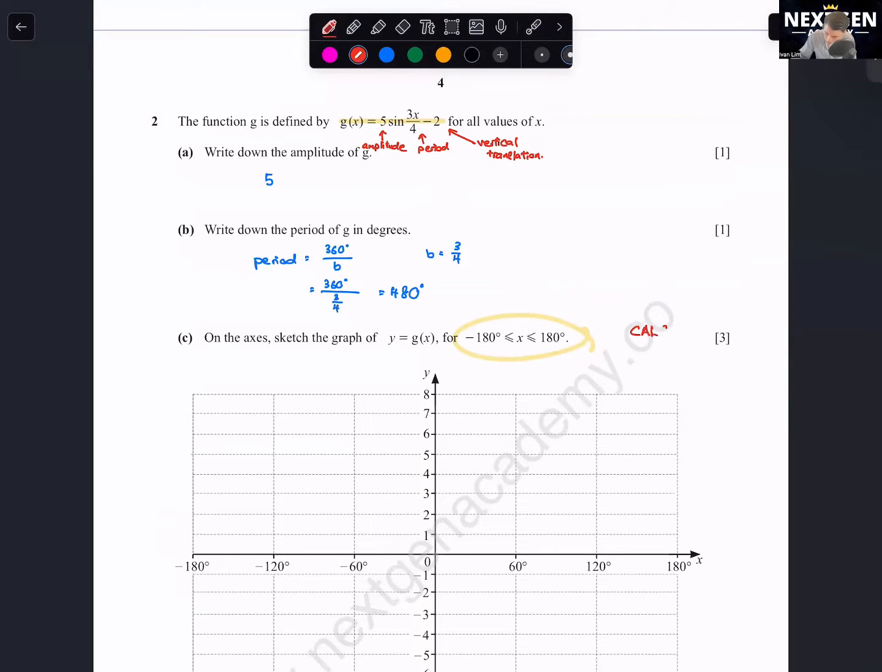Anyone don't know how to use this function on your calculator? The CALC. You are going to type this equation inside first. So type 5 sin(3x over 4), close the bracket, minus 2. Don't press any equal. If anyone doesn't know, please ask. We are just typing in the calculator. Then press CALC, then you type x equals something. Then you type in -180 and press equal.